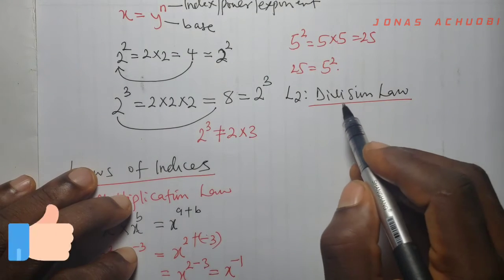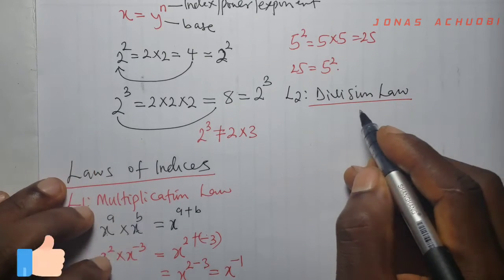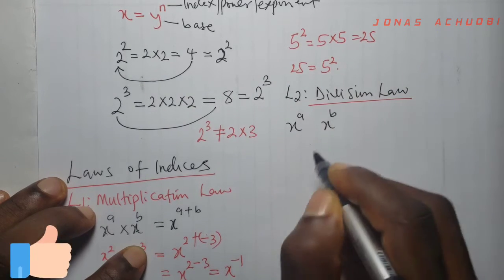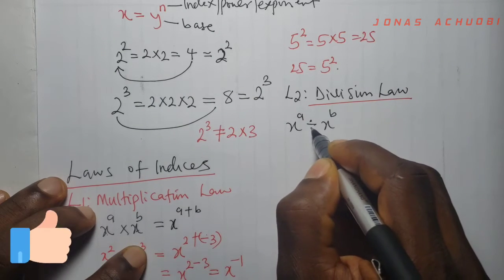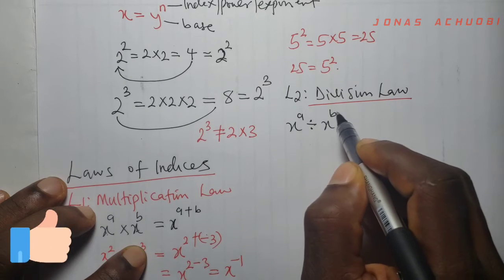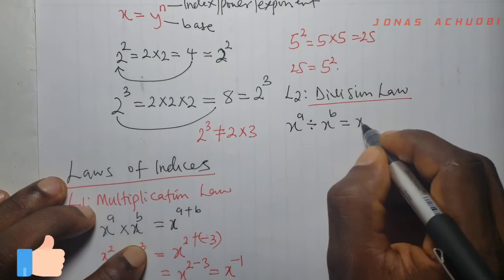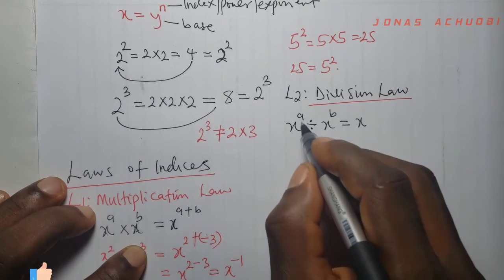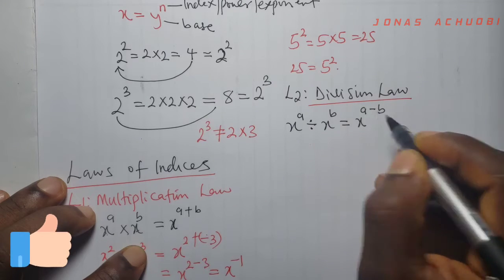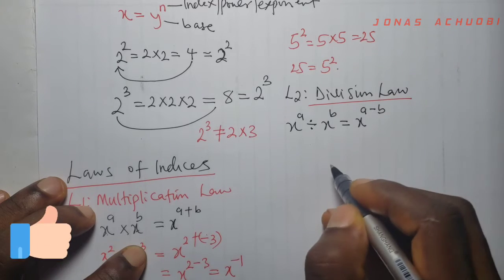The second law of indices, which we shall call the division law, sometimes called the quotient law, states as follows. If we have two index forms, x raised to the power a, for example, and x raised to the power b, and between these two index forms we have the division sign, what we should write is this. The first index form has base x, the second index form has also the same base. This law says that if we are dividing, we should just take out the base and then subtract the exponents. The first power here is a, the second power is b. The law says you should do a minus b. So x raised to the power a divided by x raised to the power b is equal to x raised to the power a minus b.